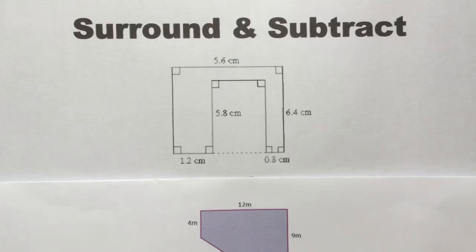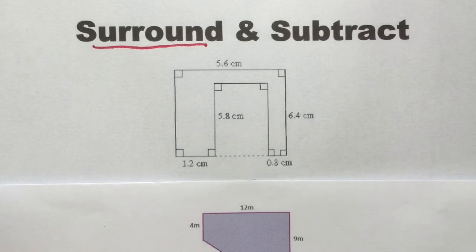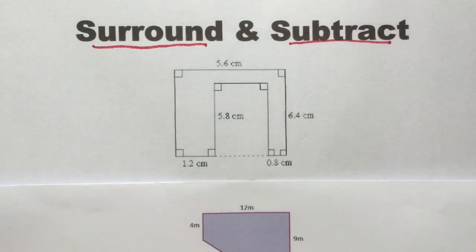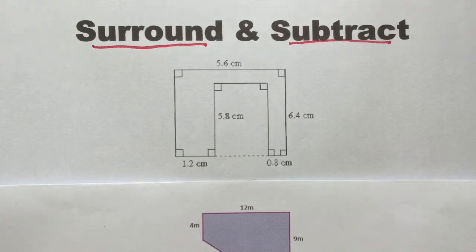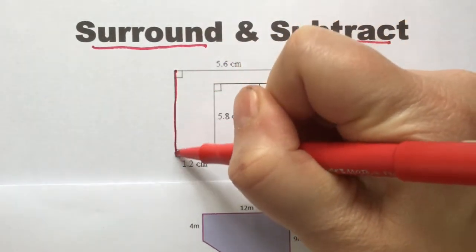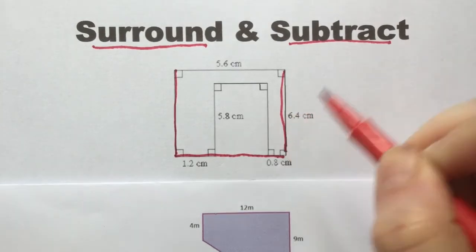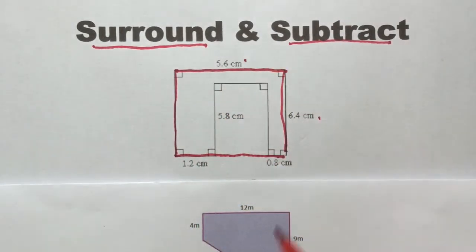The second strategy is surround and subtract. So I'm going to surround my shapes with a rectangle and subtract away parts that are not inside my closed shape. So, for example, I could draw one big rectangle around this whole shape. The length and the width of those rectangles are here and here.